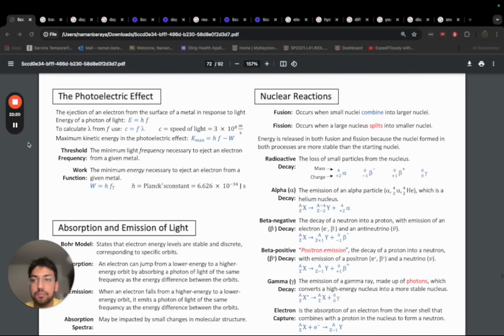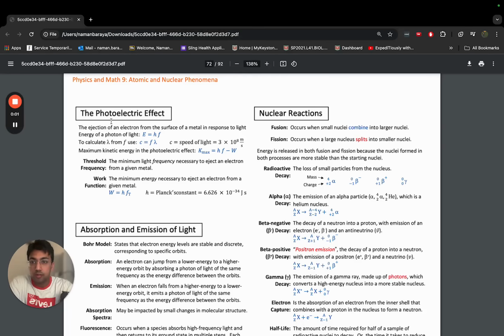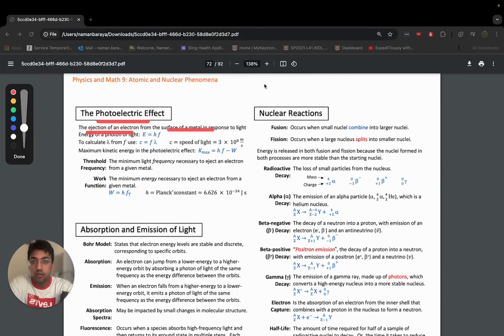Okay. The next important concept is the photoelectric effect, and fortunately I've already talked about this. So the photoelectric effect is the ejection of an electron from the surface of a metal, and so when you put light onto a metal, so let's say this is like iron or something, essentially there's going to be electrons that are shooting off, and that's because you're injecting a ton of energy, and so these electrons are now able to leave these metals.